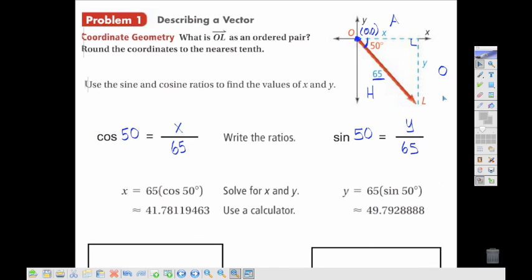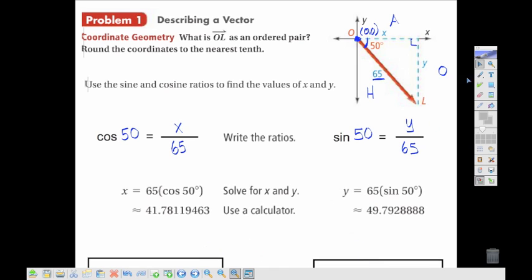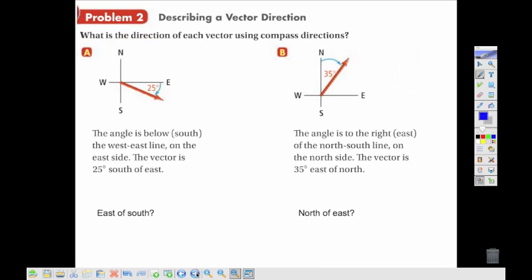Those are telling us the length of x and y, and so we can write this vector as, first of all, x. Notice we're going in a positive direction. Now I'm going to round this to the nearest tenth. But notice that y is actually going down. Even though I have a positive number, we need to look at the picture here. This is a negative 49.8.